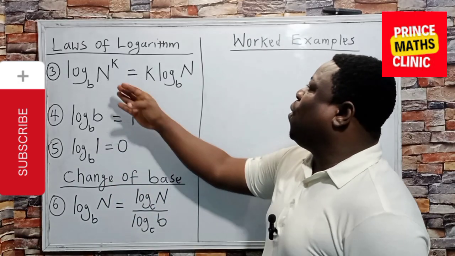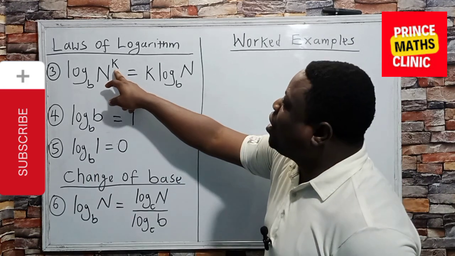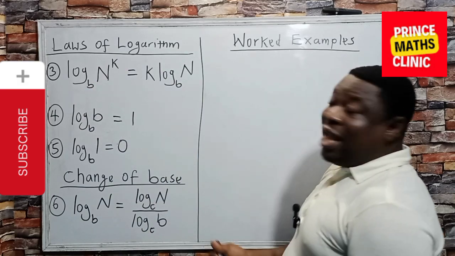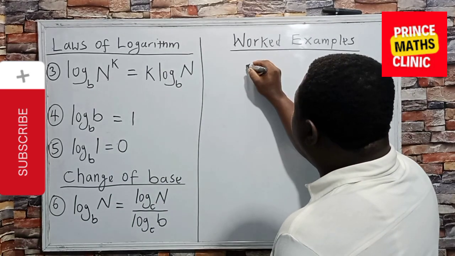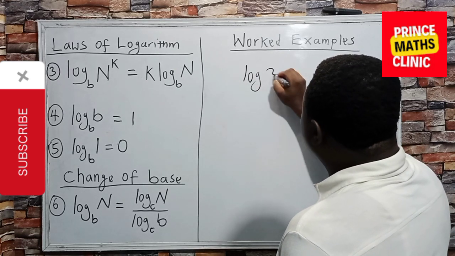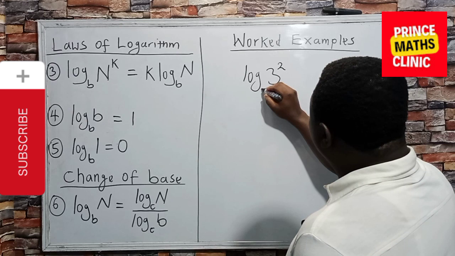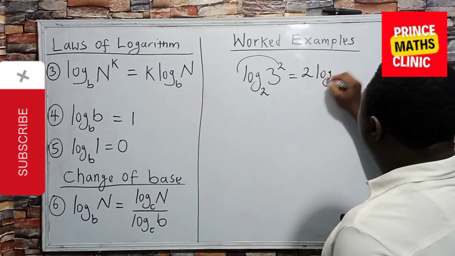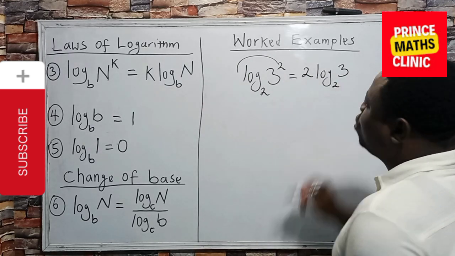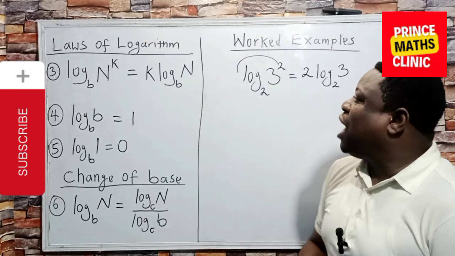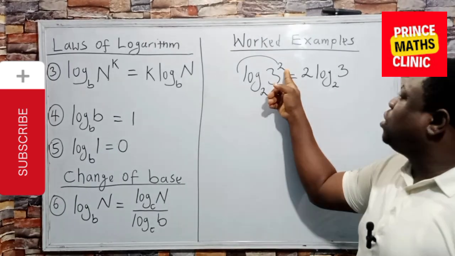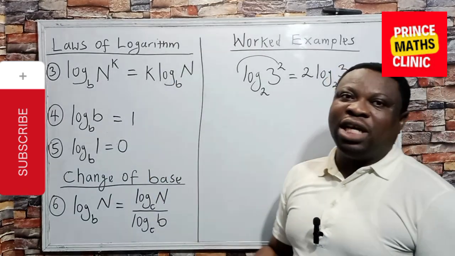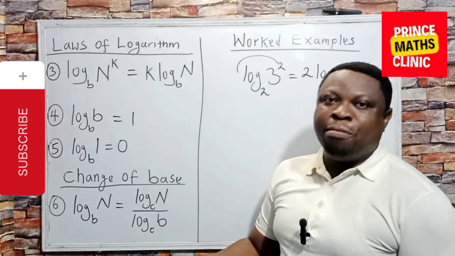And the first law I have here is that when a log is carrying a power, you use that power to multiply the log. Right? You have a case like this. Let's say you have log 3 to the power of 2 base 2. All you need to do is to move this 2 here. So this becomes 2 log 3 base 2. That is all we need to do, as long as the log is carrying a power of 2. So let's look at other interesting examples to buttress this point.